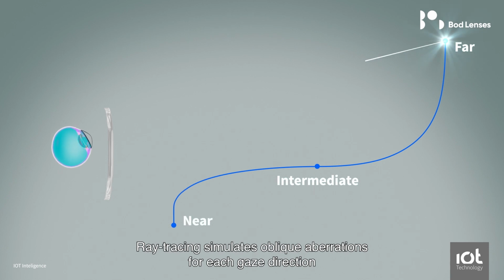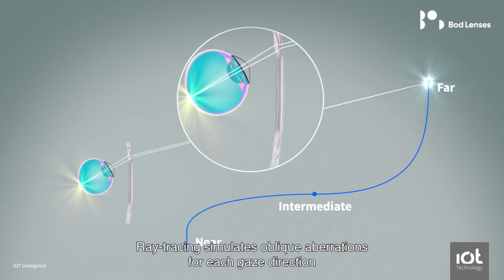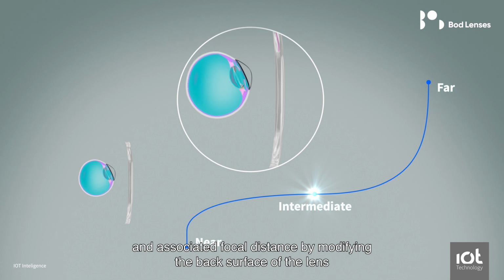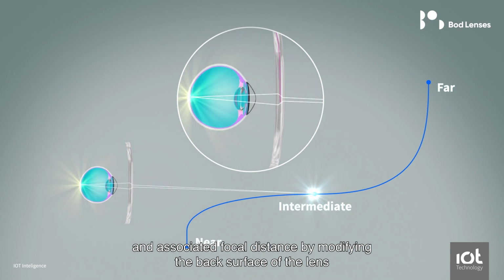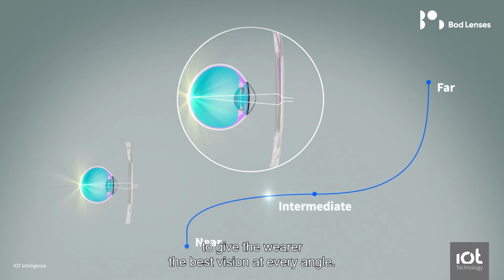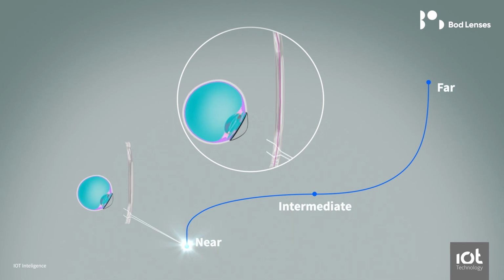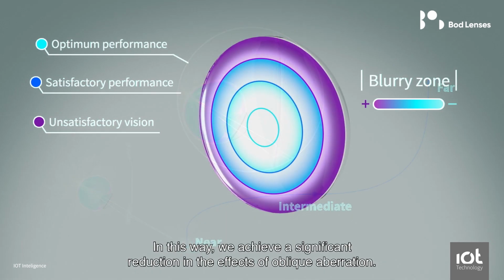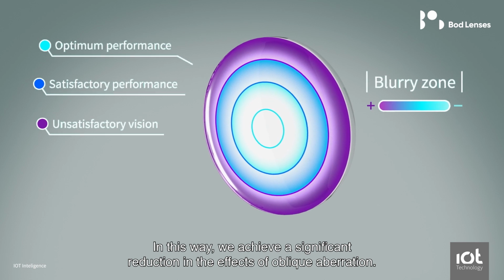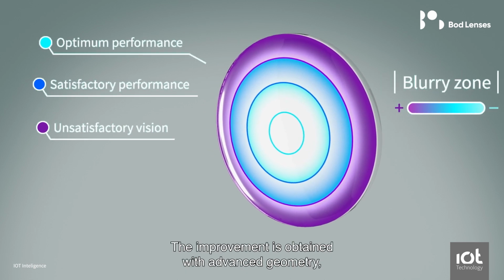Ray tracing simulates oblique aberrations for each gaze direction and associated focal distance by modifying the back surface of the lens to give the wearer the best vision at every angle. In this way, we achieve a significant reduction in the effects of oblique aberration.